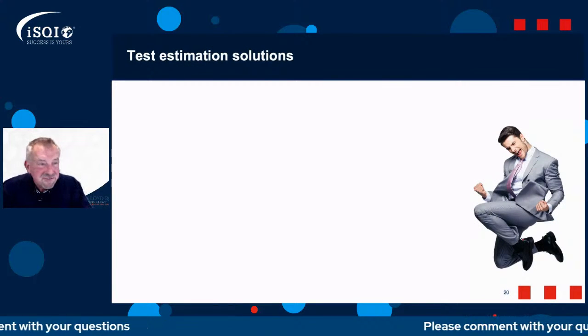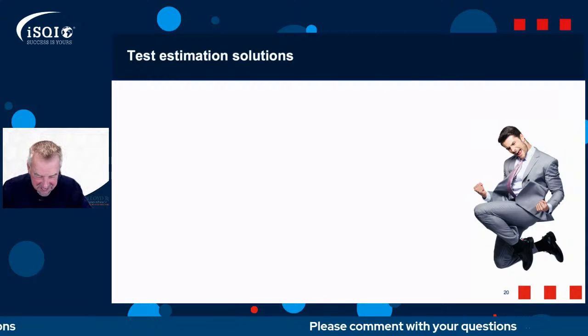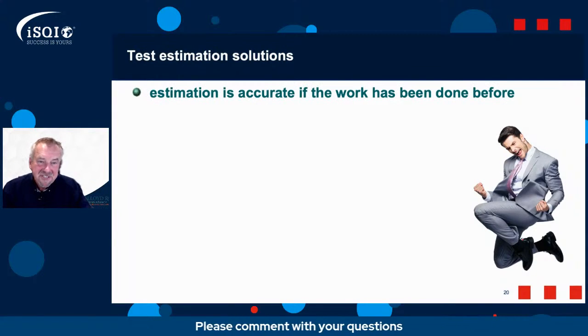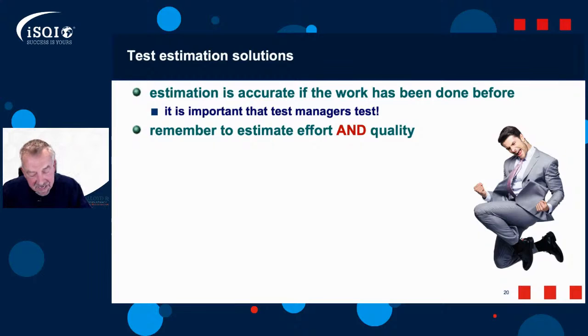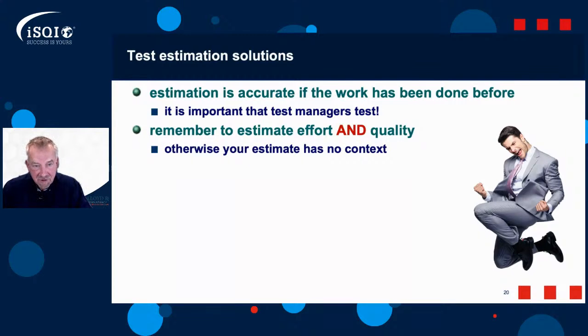So here's some solutions for you to finish this session. Estimation is accurate if the work is done before. So test managers out there, you have got to test, okay? Not just manage the process. Even if it's 1 hour a week, roll your sleeves up and test the software, okay? Very important. Another one, remember to estimate effort and quality to make any sense of your effort figure. Otherwise, your estimate has no context whatsoever.